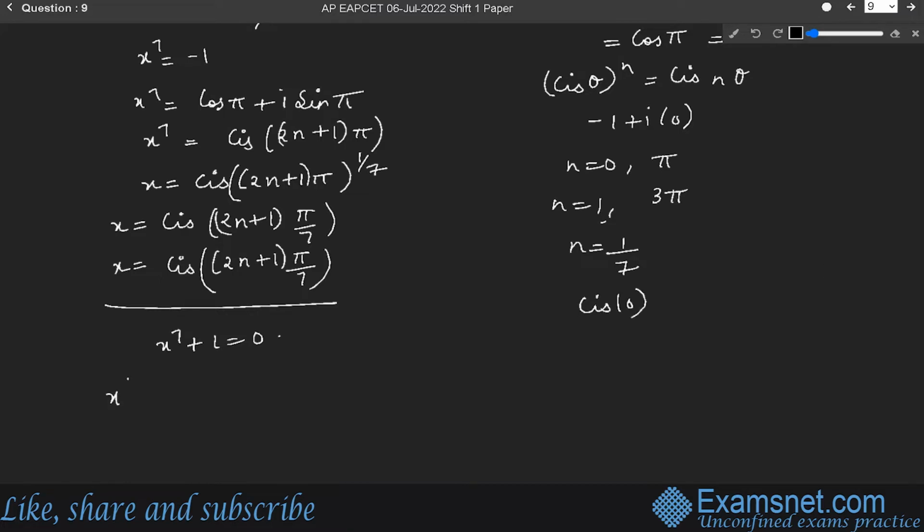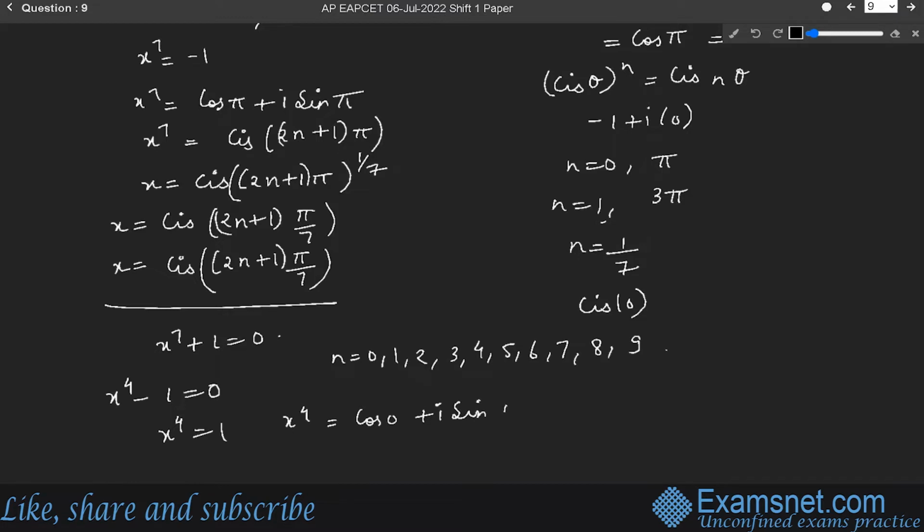And another factor was x power 4 minus 1 is equal to 0. So we can say that x power 4 is equal to plus 1. I hope it is clear to you. And here n will be equal to 0, 1, 2, 3, 4, 5, 6, 7, 8 and 9. So x power 4 will be equal to cos 0 plus i sin 0, which is equal to 1 plus i 0, which is equal to 1.